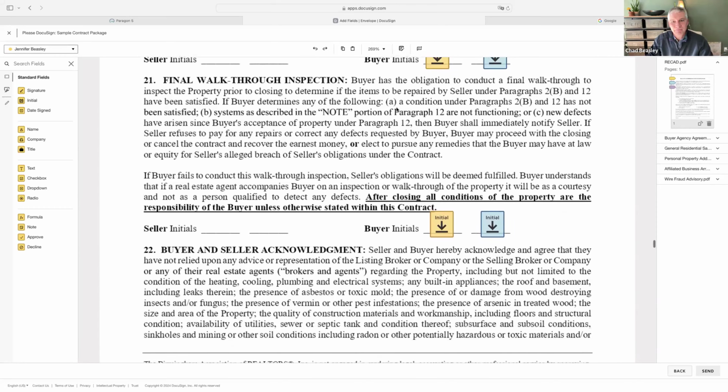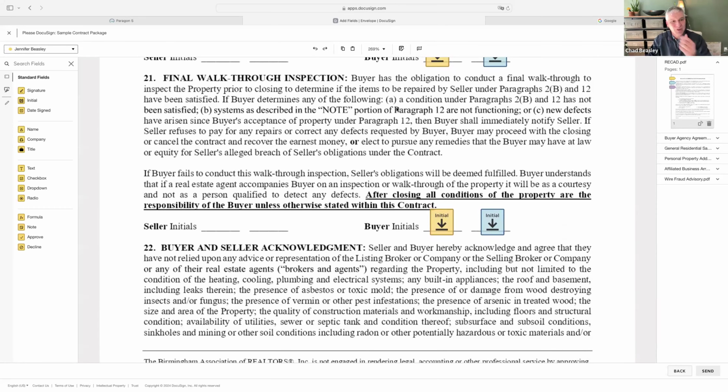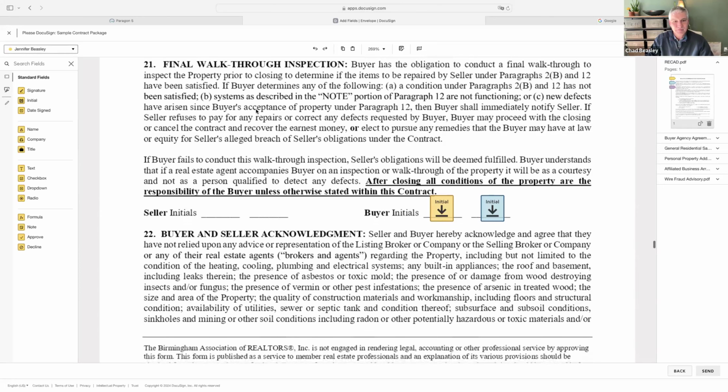Final walkthrough. Buyer has the obligation to conduct a final walkthrough to inspect the property prior to closing to determine if the items to be repaired by the seller under our repair agreement under item 2B have been satisfied. If the buyer determines any of the following: A, the condition under paragraphs 2B and 12 has not been satisfied, or B, systems as described in the note portion of paragraph 12 are not functioning. That's the plumbing, electrical, HVAC, things like that. Something's broken since then.